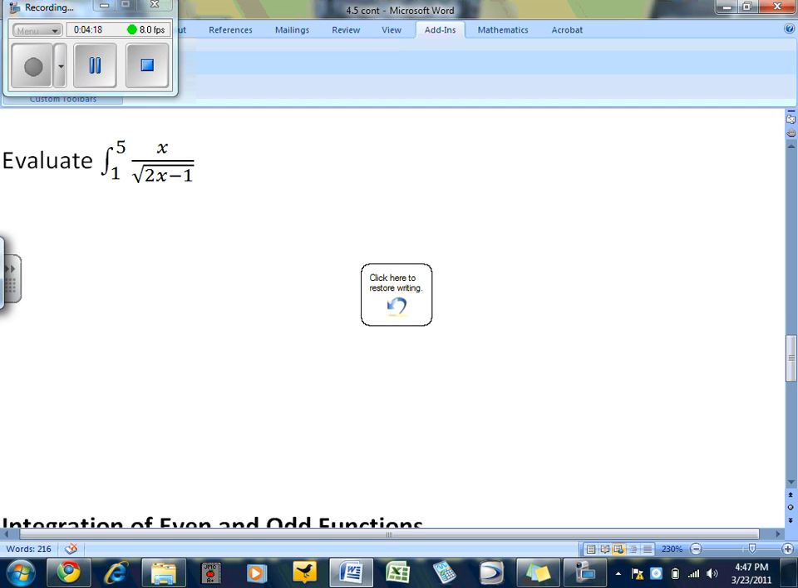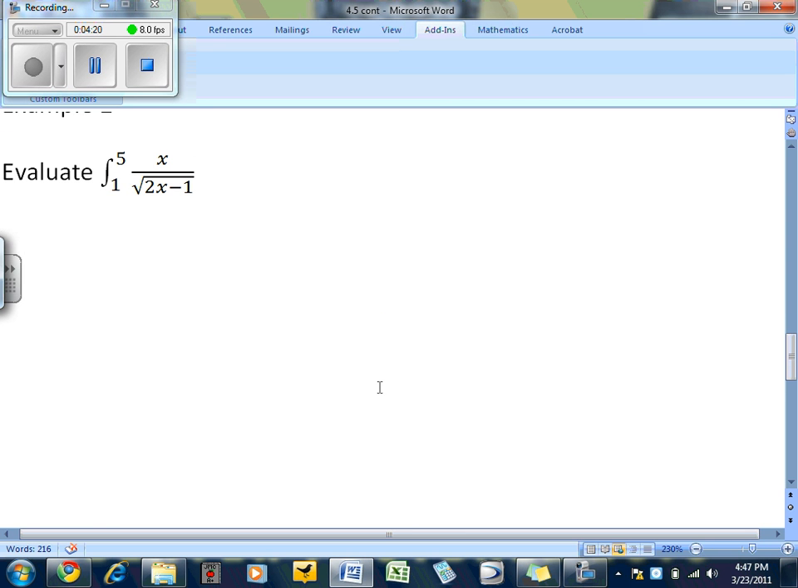Okay. So let's evaluate the integral from 1 to 5 of x all over the square root of 2x minus 1. Now this is going to be one of those difficult ones, not really difficult, but it's going to take a little bit. Okay, so since it's inside the square root, we're going to make u equal 2x minus 1, and therefore du equals 2 dx. Maybe already you've seen where our hiccup's going to come: we're not going to be able to have this x cancel out.